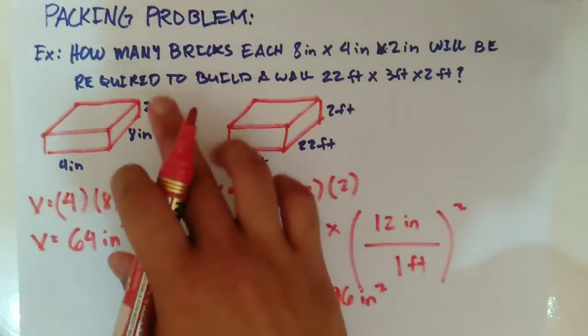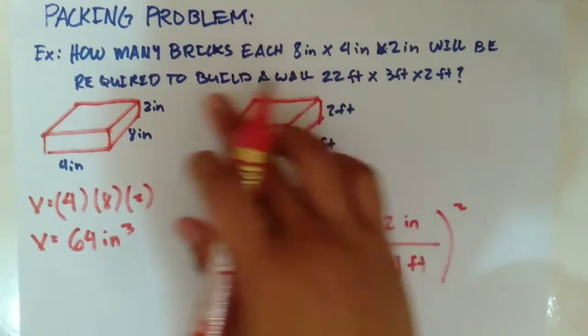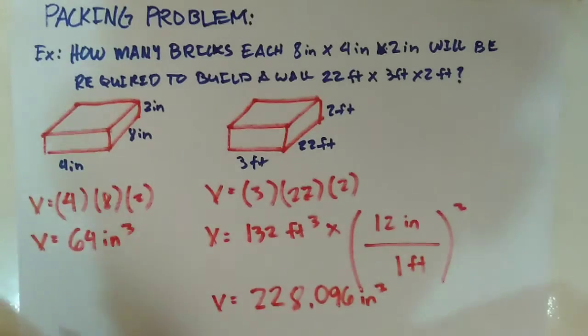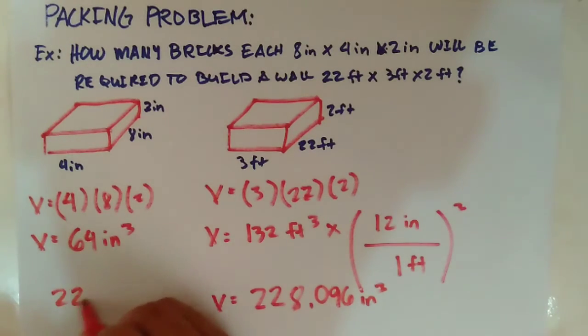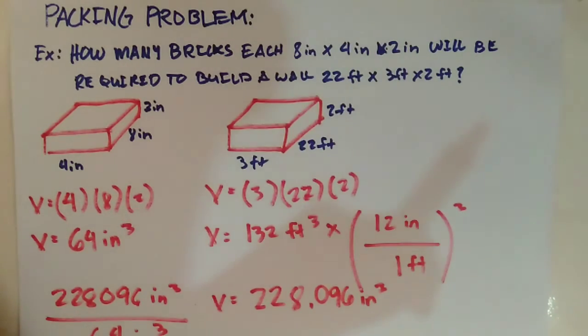So now we're going to divide the volume of the wall by the volume of the bricks to identify the total bricks that will be required to build the wall. So 228,096 cubic inches divided by 64 cubic inches will be 3,564 bricks, total bricks. So this is the final answer.